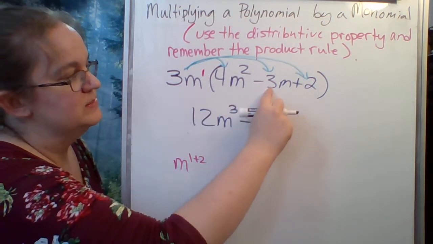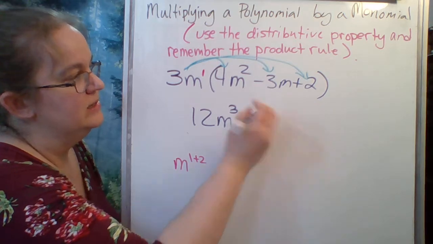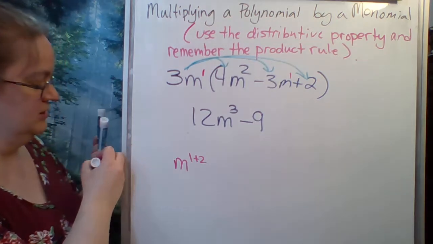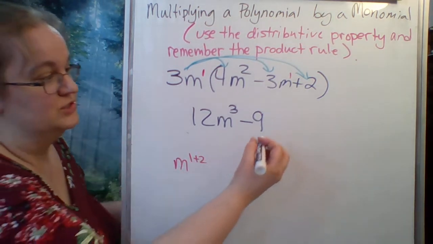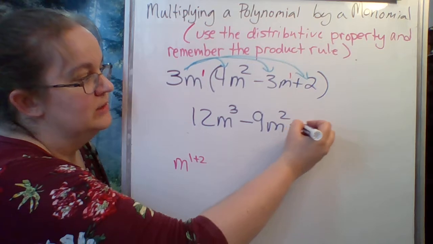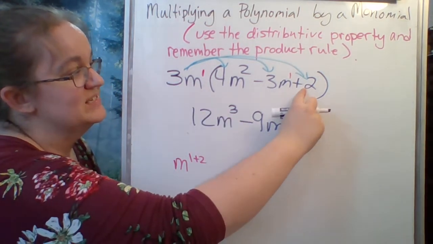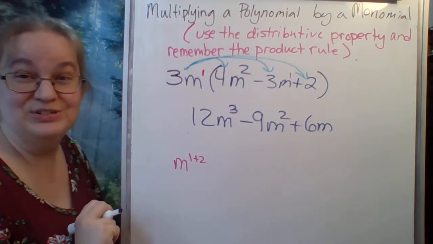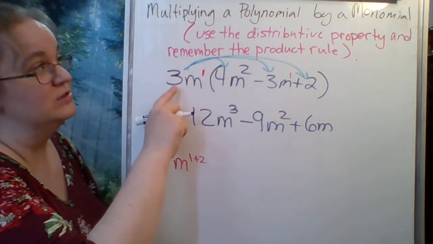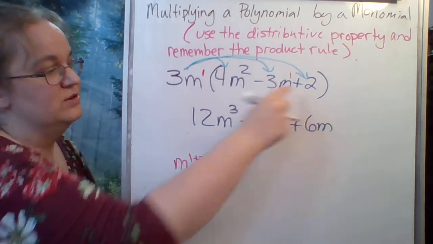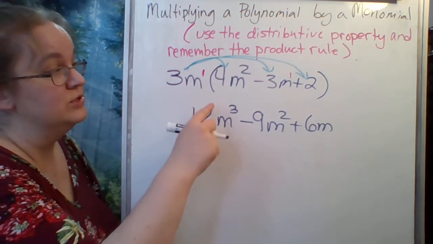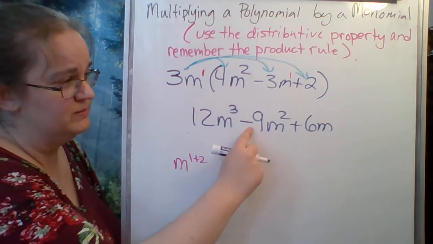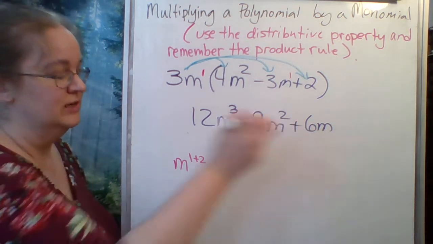Minus 3 times minus 3 here is going to be 9. And again, m to the first and m to the first is going to be m to the 1 plus 1, which is 2. Plus 3 times 2 is 6. So it's just 6m because there's not a variable to combine it with. So when I distribute, if I'm multiplying this monomial by this polynomial, I'm distributing 3m using my product rule when I have the same variable. So 12m to the third minus 9m squared plus 6m.